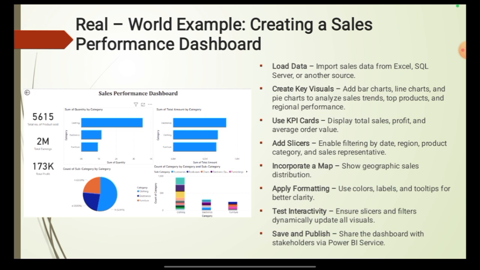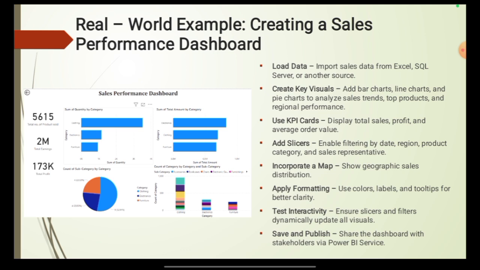Use slicers to enable filtering by date, region, product category and sales representative. And incorporate a map to display geographic sales distribution. Apply consistent formatting with colors, labels and tooltips to improve clarity and usability. Finally, test interactivity to ensure slicers and filters update the visuals dynamically. Then save and publish the dashboard via Power BI service for stakeholders' access.